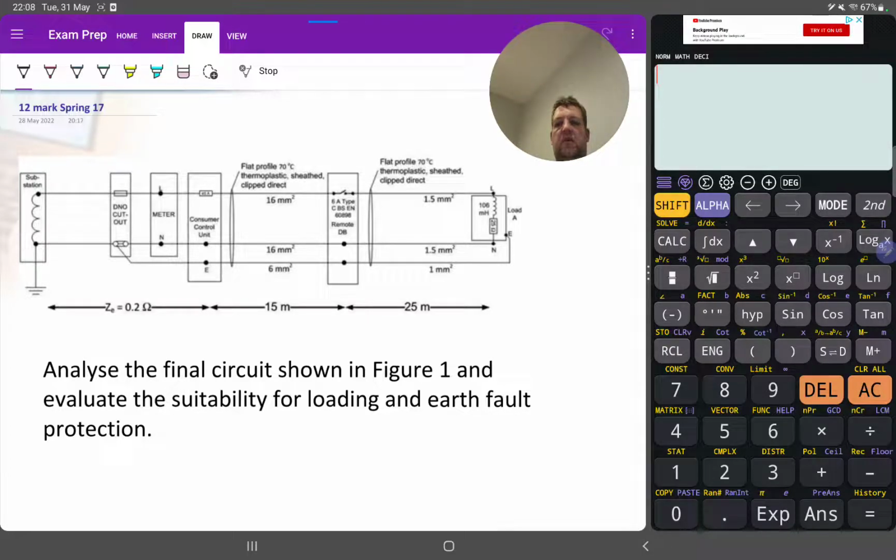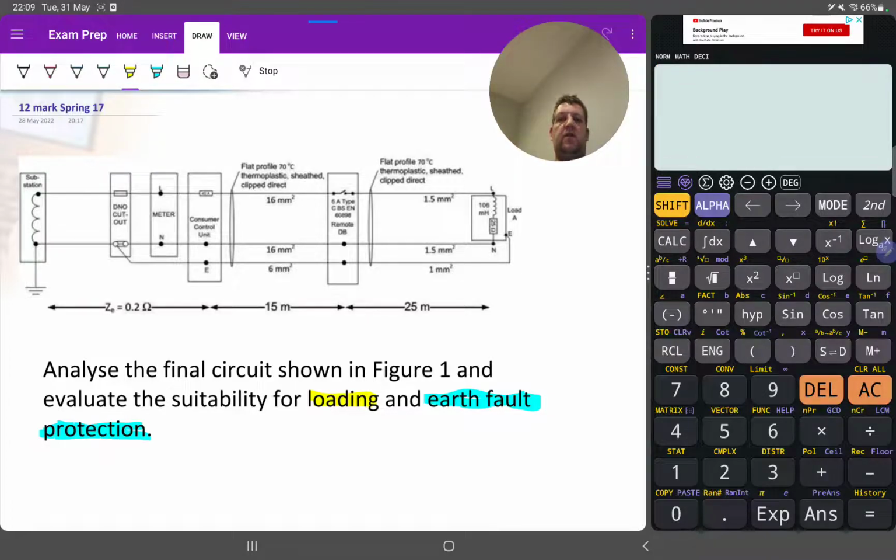So the question itself is saying analyse the final circuit shown in figure 1 and evaluate the suitability for loading, which is your current, your earth fault protection. So two things we're looking at there: loading and earth fault protection. So it's a two-part question. This will work in a sequence and we'll take it step by step, which should make it quite straightforward.